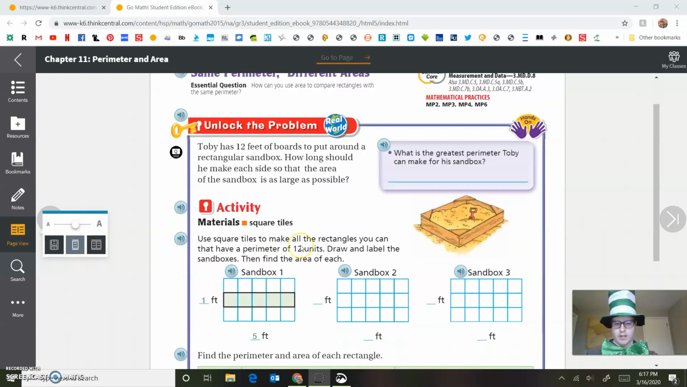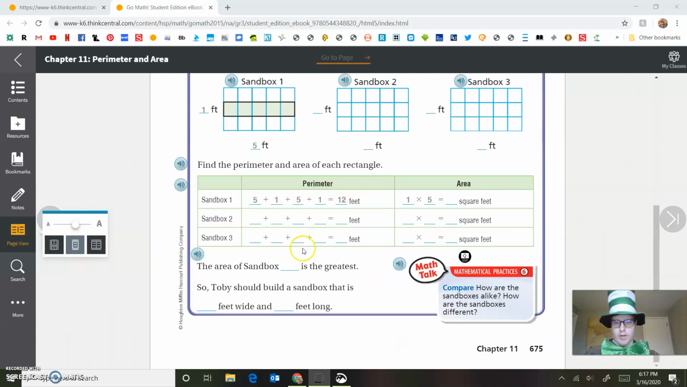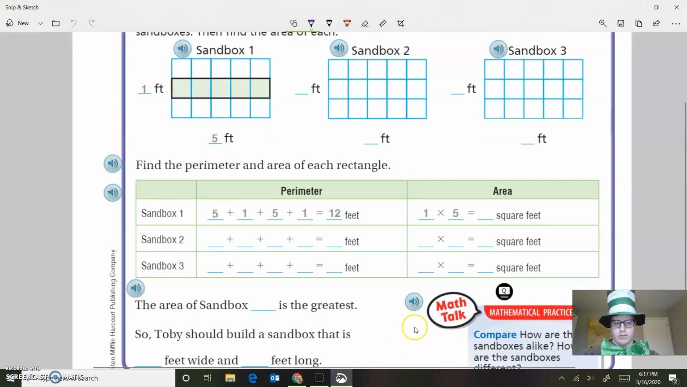Now, bear with me on the technology. I'm going to do my best here to help you. So I'm switching screens here, and I'm putting my laptop down so I can write on it. So let me take off the goofy hat and the bow. And let's begin.